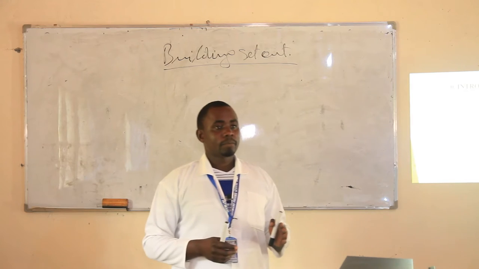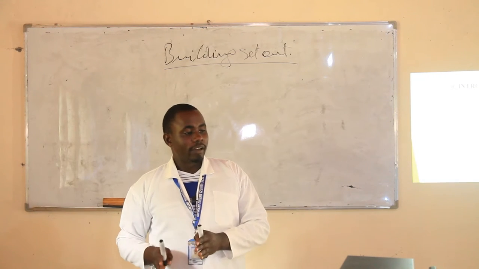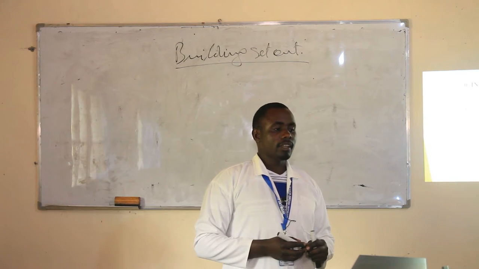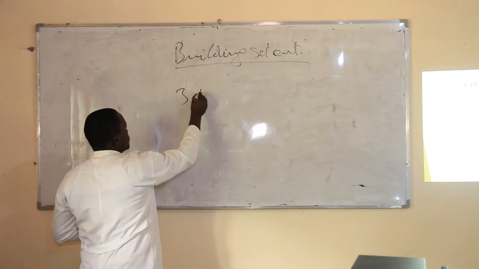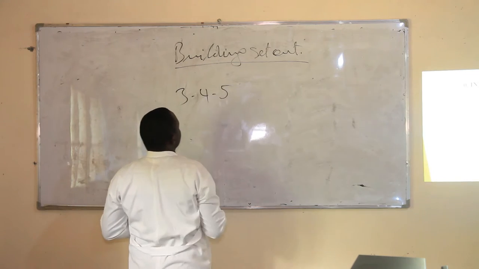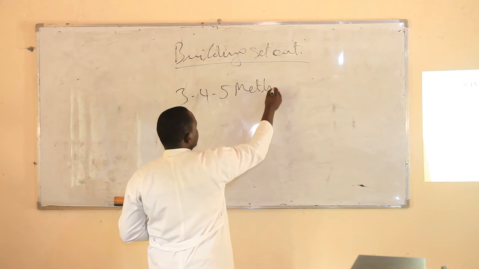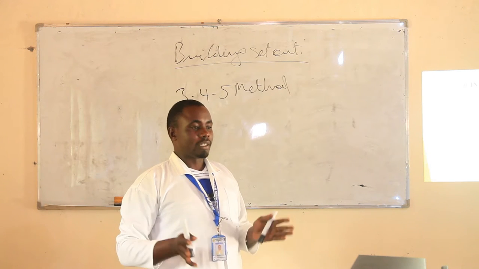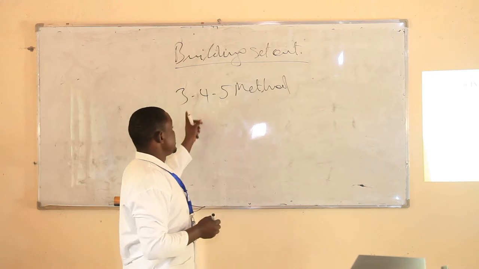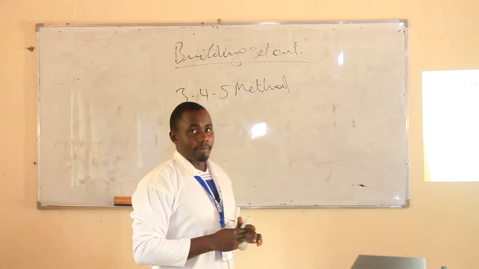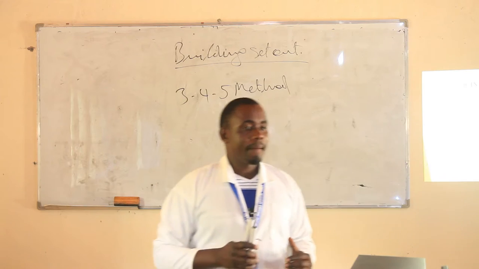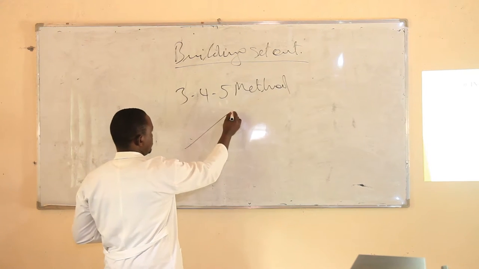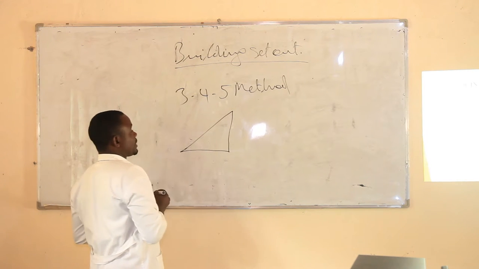Remember, our topic of today is to set out the building using the 3-4-5 method. Now, you can ask, what is a 3-4-5 method? There are other methods used for setting a right angle for the building, but here we have the 3-4-5 method. The 3-4-5 method is the method based on the Pythagoras theorem, a triangle. When you say Pythagoras theorem, first you must understand the triangle.